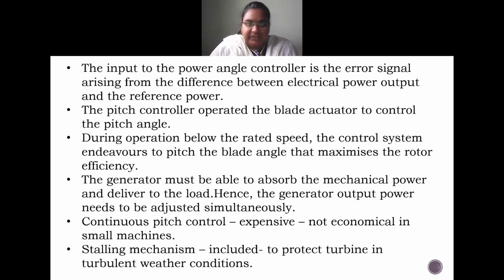But whatever the machine is, whatever the situation is, we need to install the stalling mechanism in order to protect the turbine in turbulent weather conditions. Whether you establish continuous pitch control or not depends upon the budget, the power output and all those things. But whatever the case is, we are going to establish a stalling mechanism, which will stop the generation at higher wind speeds and protect the turbine from turbulent weather conditions.